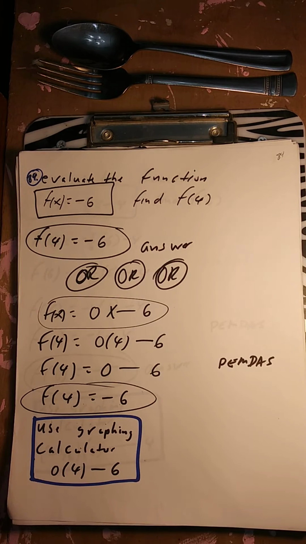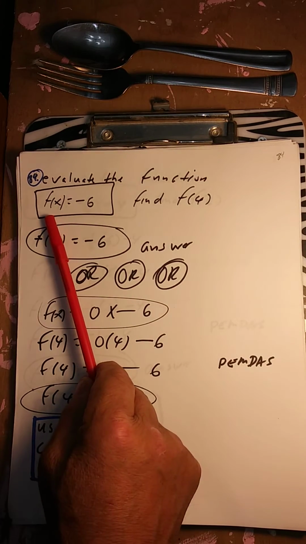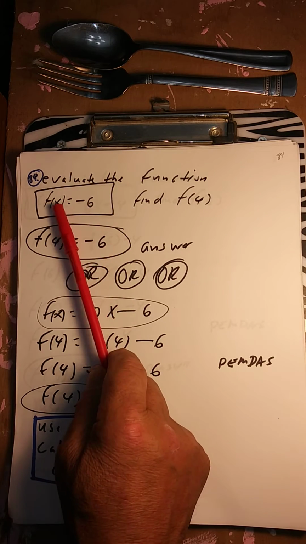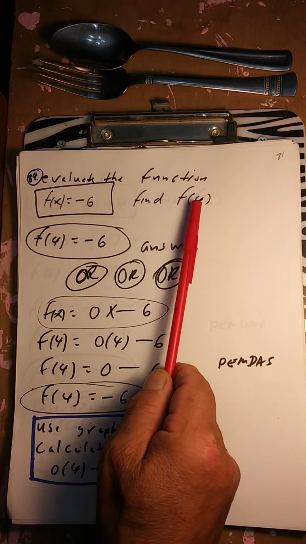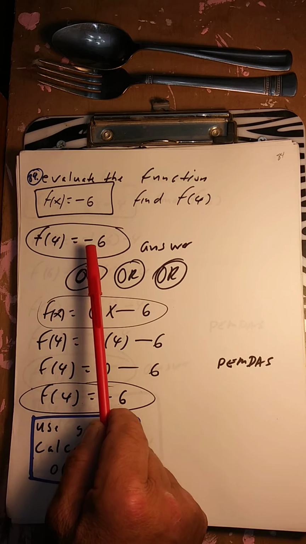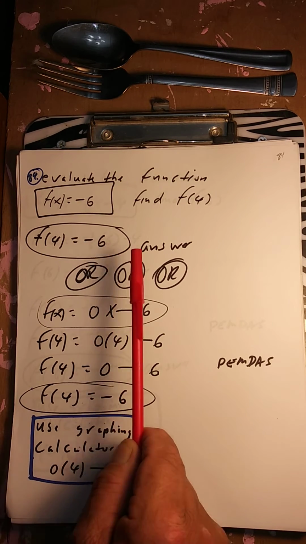Now, this one says f of x, the function, is always equal to negative 6. No matter what you put with x, it's always going to be negative 6 for the answer. So if I put a 4 here, guess what? It's always going to be negative 6.